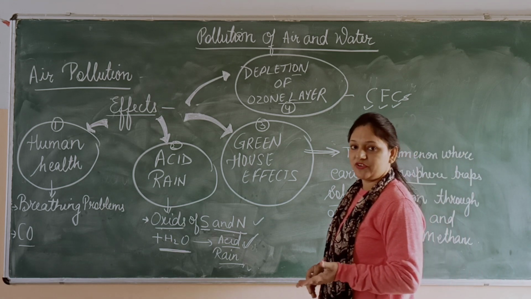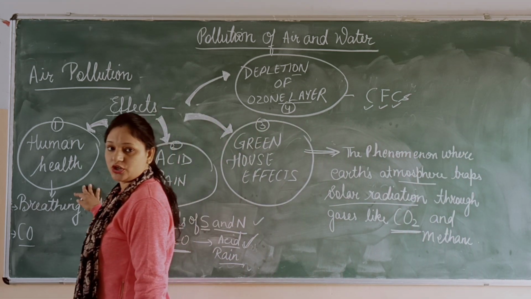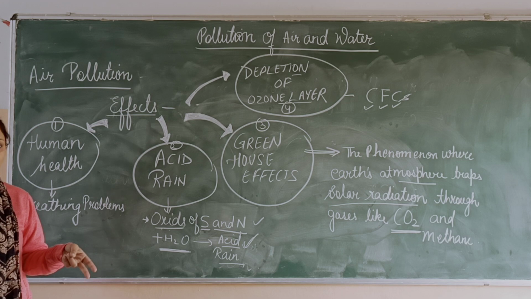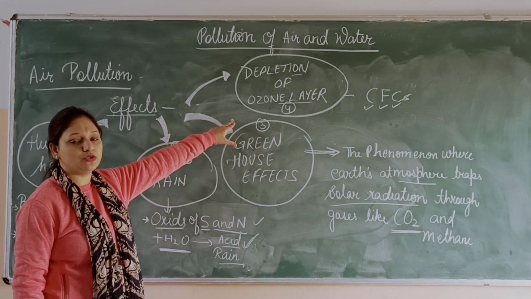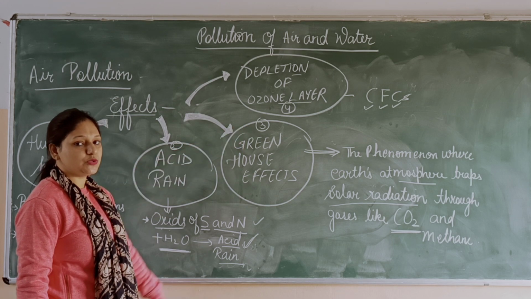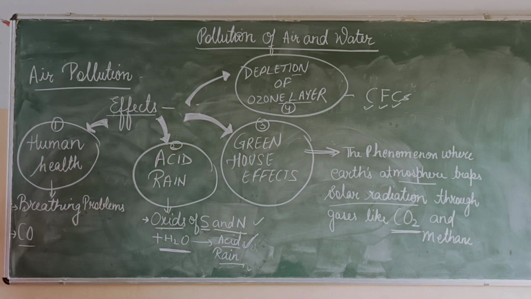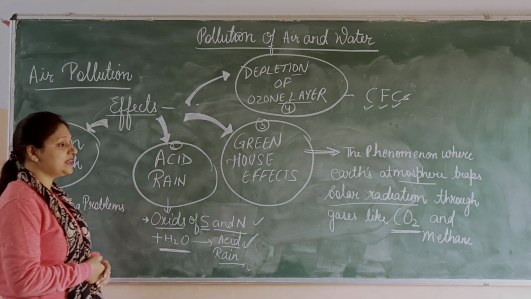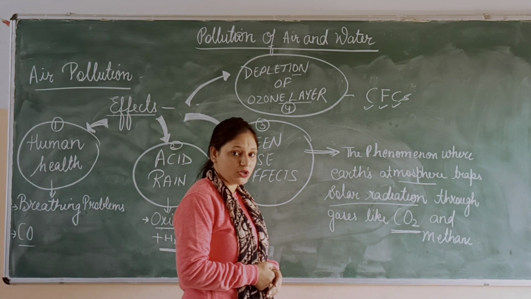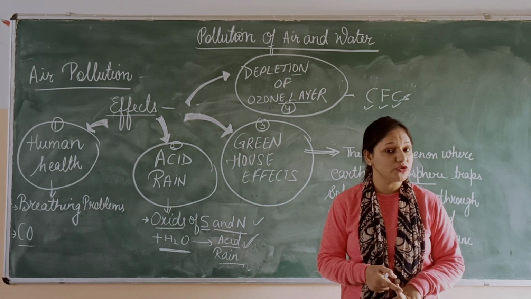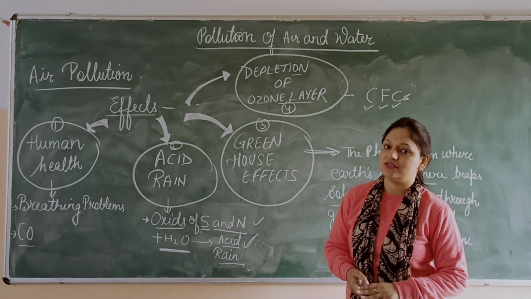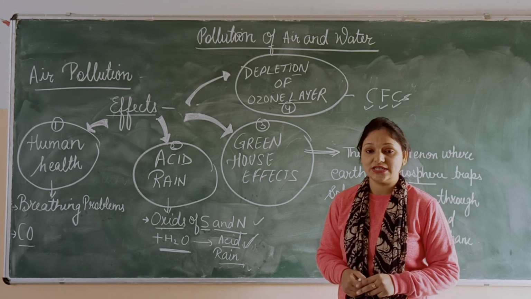Let us quickly revise them once again. First one is the effect on human health. Second one, acid rain. Third one, greenhouse effect. And fourth one is depletion of the ozone layer. So how is acid rain harmful for us? Who will answer this question? Because it changes the pH of water, it changes the pH of soil, and it destroys the monuments. So what is acid rain?